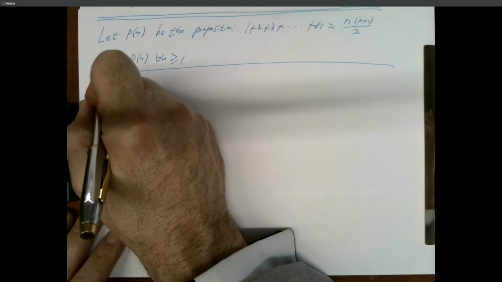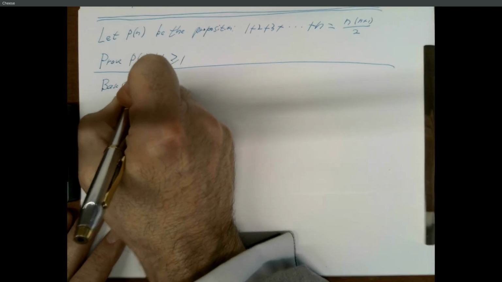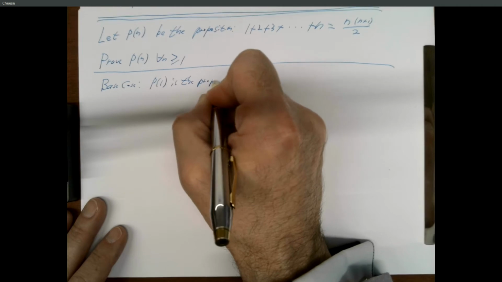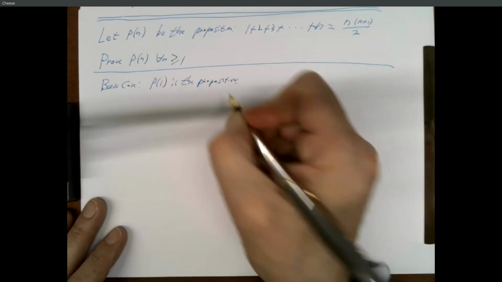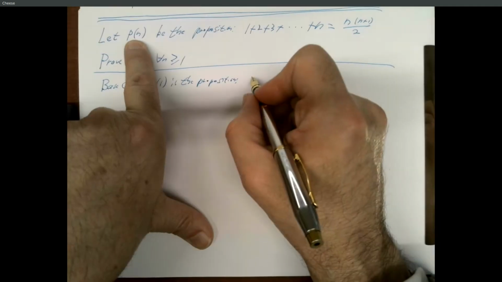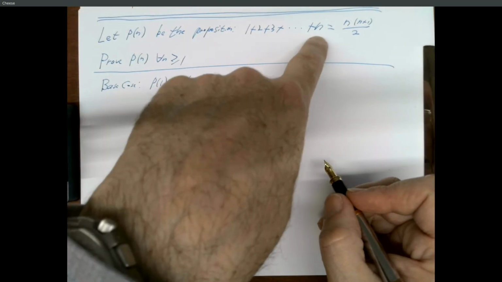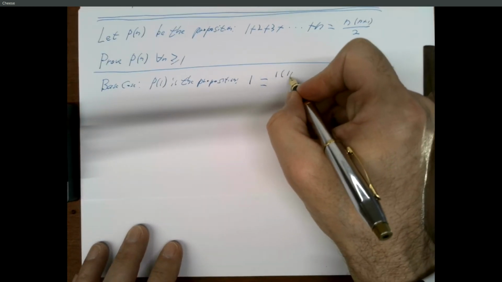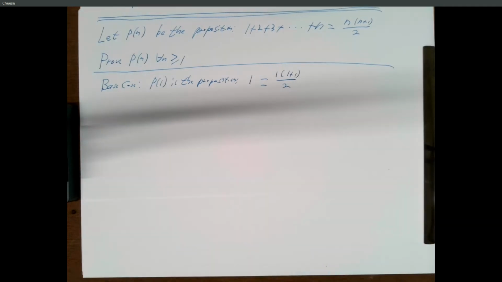Okay, let's look at the base case. P of 1 is the proposition. Well, how do we find P of 1? Just substitute a 1 in for n and write down the proposition. Well, this says the sum of the first 1 integers, so like 1 added up to 1, is equal to 1 times 1 plus 1 over 2. So formally speaking, that's what P of 1 says.